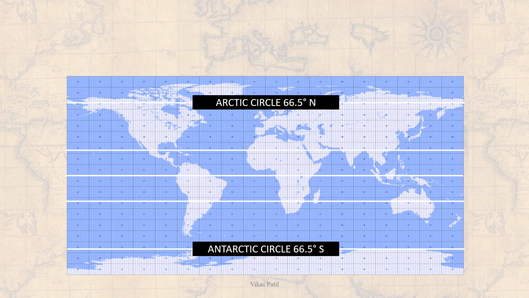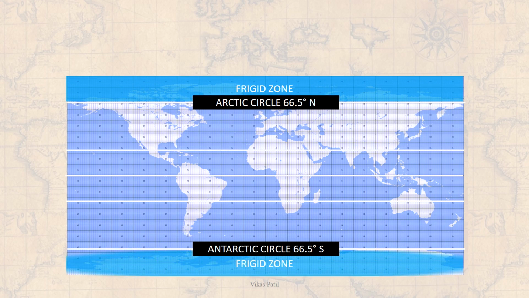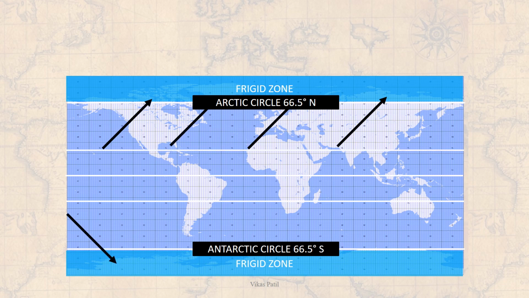And beyond the Arctic and Antarctic Circle, we have the coldest zone of the Earth. It is very easy to make out because this zone receives the least amount of sunlight. Most of it remains frozen throughout the year, and those parts which do not remain frozen are actually very cold throughout the year.